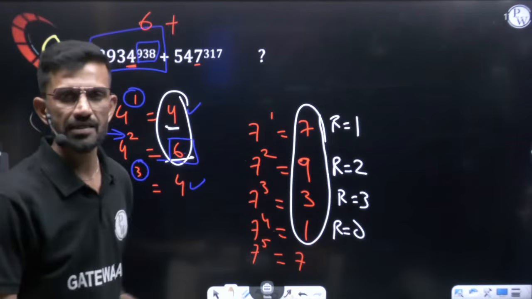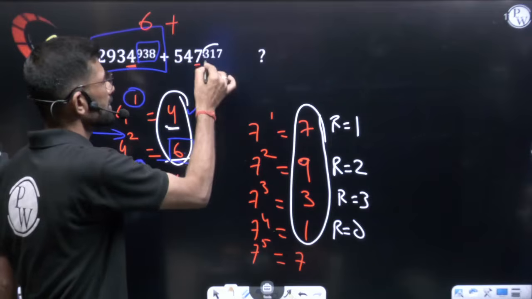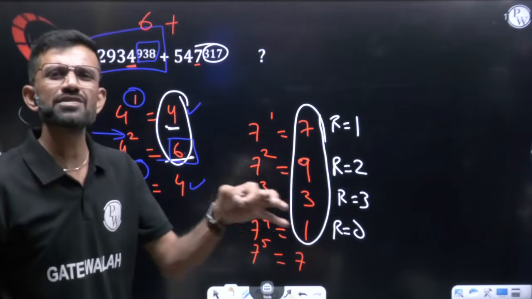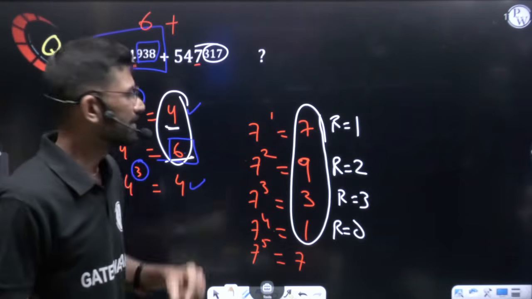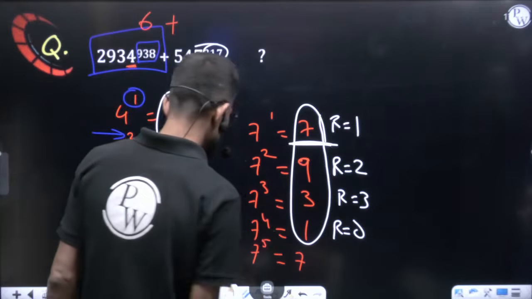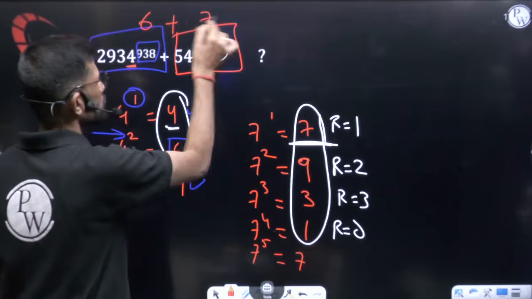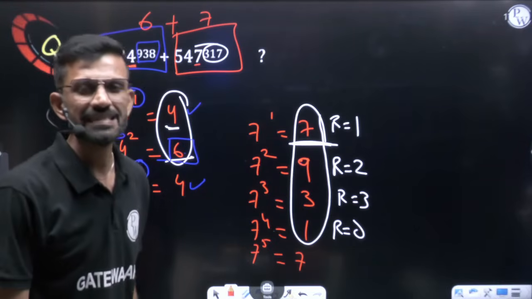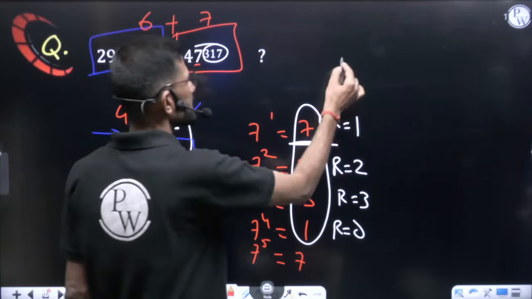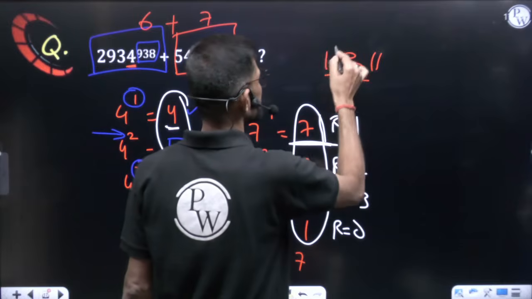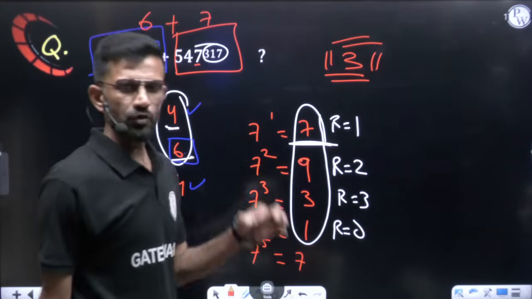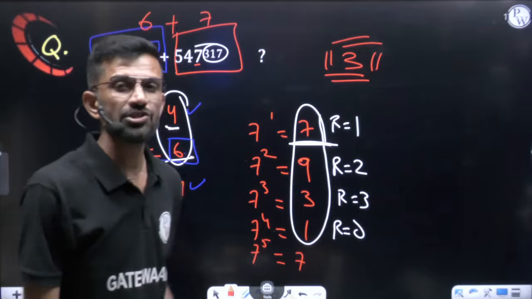And remainder 0, the last one. So take the power, 317, only 17: 4 fours are 16. Remainder how much? 1. Remainder 1 means it will stop here. It means for this, the last digit will be 7. So 6 plus 7, how much? It is 13, which means the unit digit here will be 3. This is our answer.